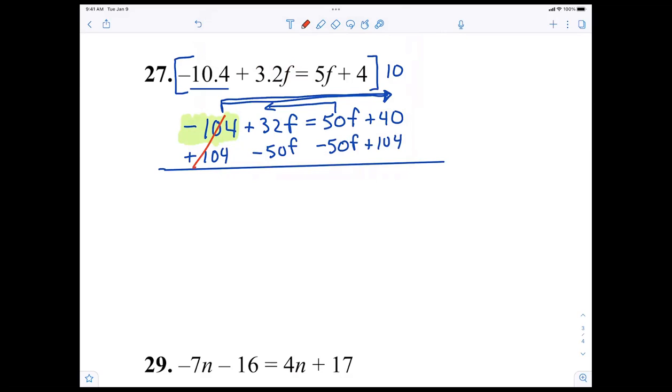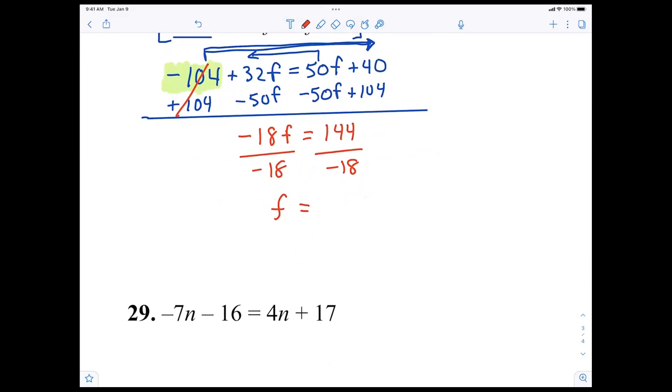What's 32 minus 50? Negative 18f equals what? 144. Now I have to divide by what? Negative 18. So now, do you know what 144 divided by 18 is? No. But what can we divide both of these by? Yes, divide them both by 2. What's 144 divided by 2? 2 goes into 14, 7 times. 2 goes into 4, 2. 2 goes into 18, 9. So now you see 72 divided by 9 is 8. Negative 8.